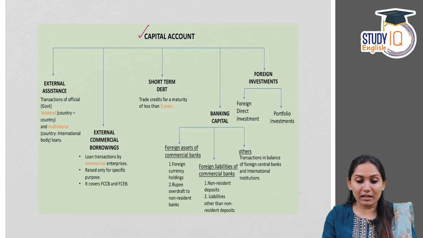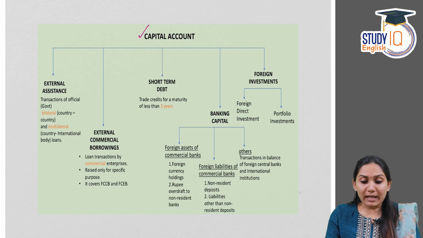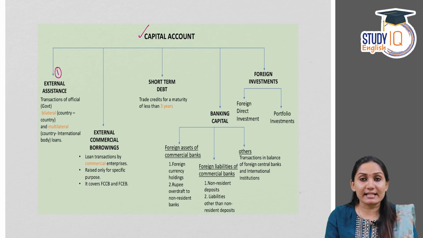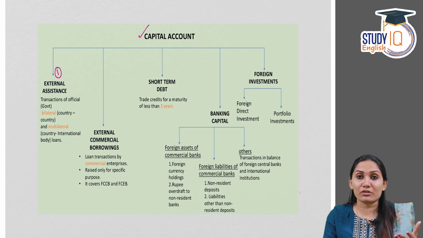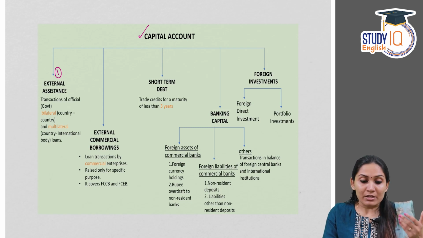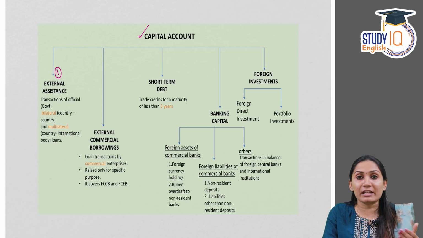Next is capital account. Now coming to capital account and the different components of capital account, the first one is external assistance. External assistance means the assistance given from the rest of the world to the government of the domestic country. In our case, it is India. So whatever assistance the government of India receives from the rest of the world is external assistance.